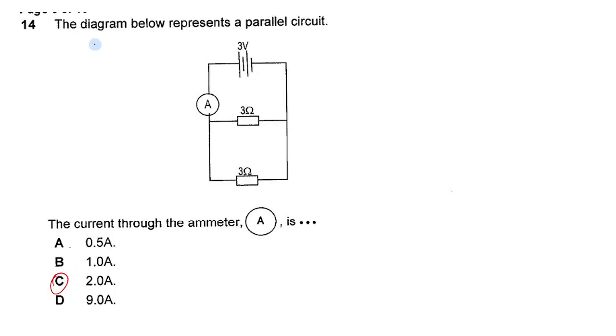We move to this one, question 14. The diagram below represents a parallel circuit. Here we have 3 volts, 3 ohms, 3 ohms. These two 3 ohm resistors are in parallel with each other. Then this is an ammeter.